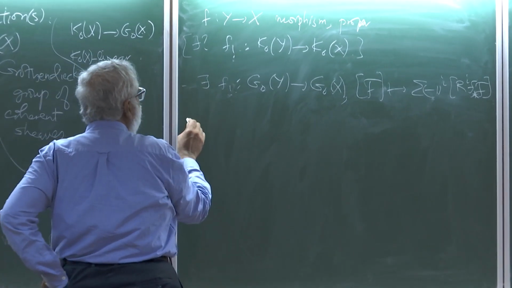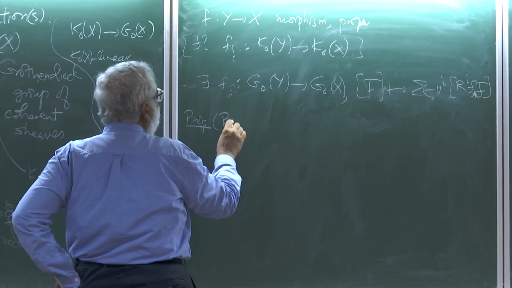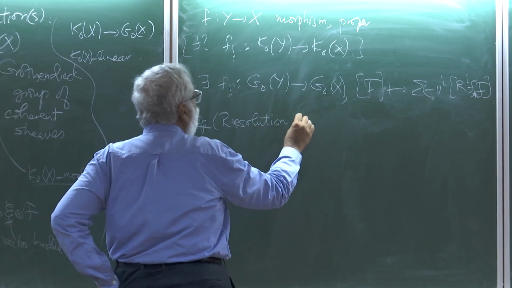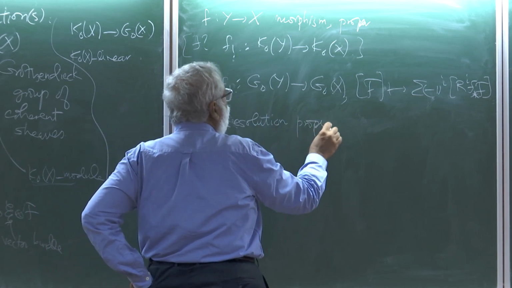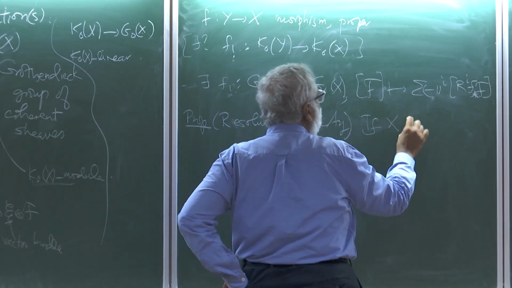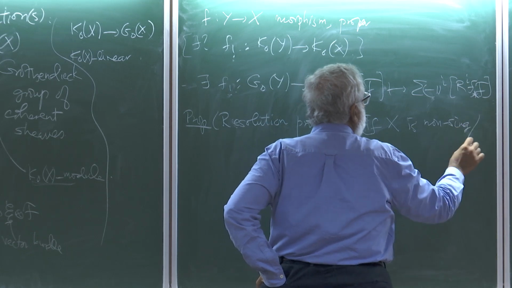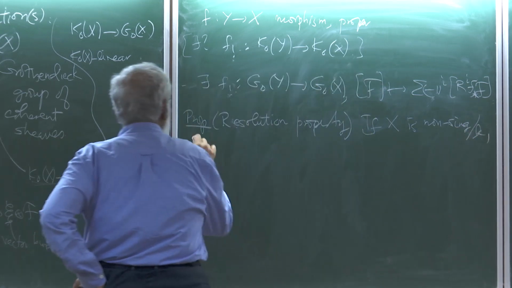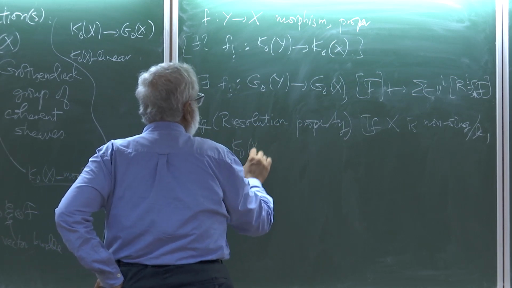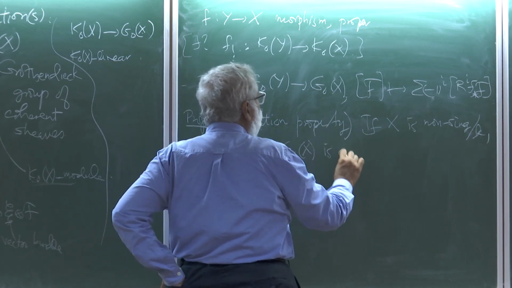So it was important to know something, a proposition, the so-called resolution property. That if X is non-singular, then the natural map K0(X) to G0(X) is an isomorphism.